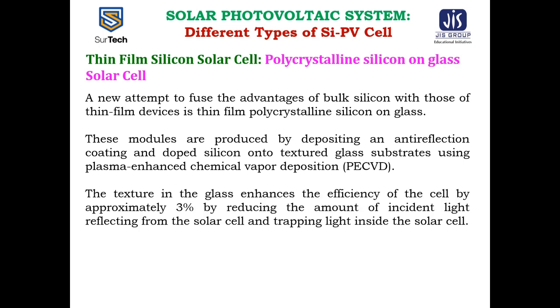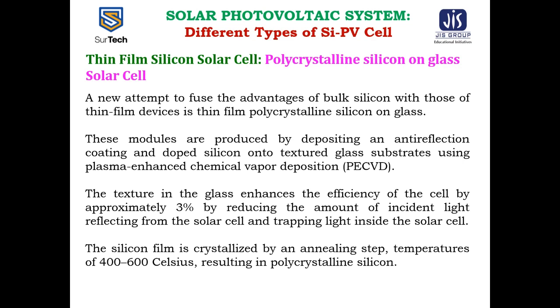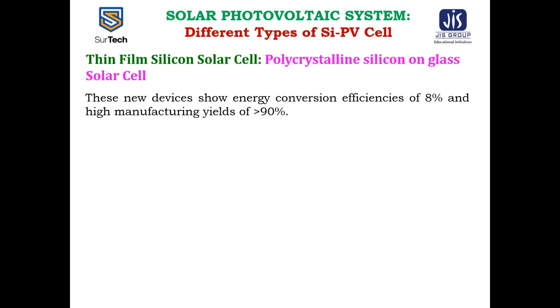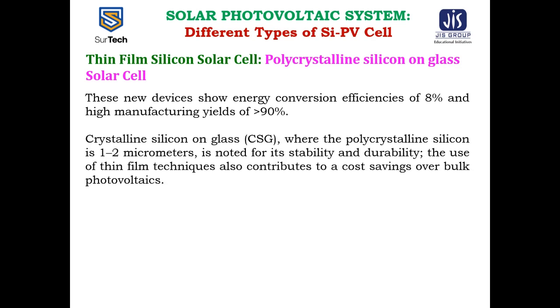The texture in the glass enhances the efficiency of the cell by approximately 3% by reducing the amount of incident light reflecting from the solar cell and trapping light inside the solar cell. The silicon film is crystallized by an annealing step, at temperatures of 400 to 600 Celsius, resulting in polycrystalline silicon. These new devices show energy conversion efficiencies of 8% and high manufacturing yields of greater than 90%.